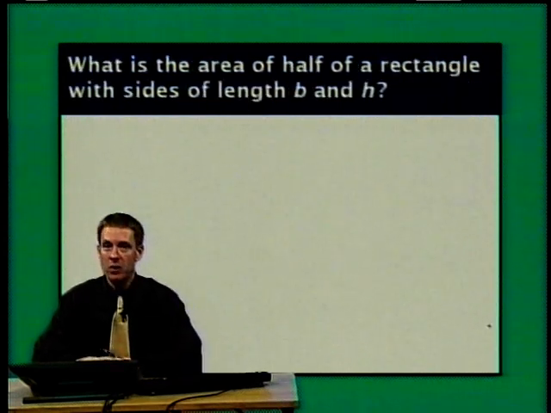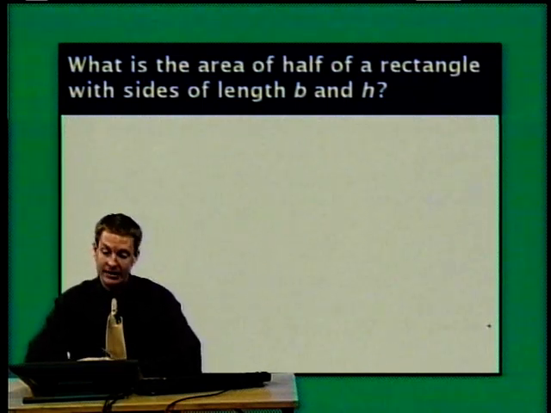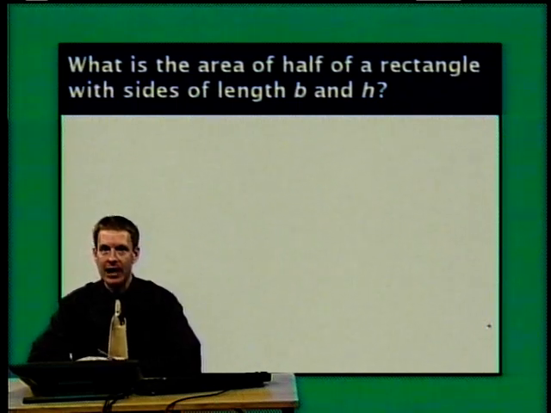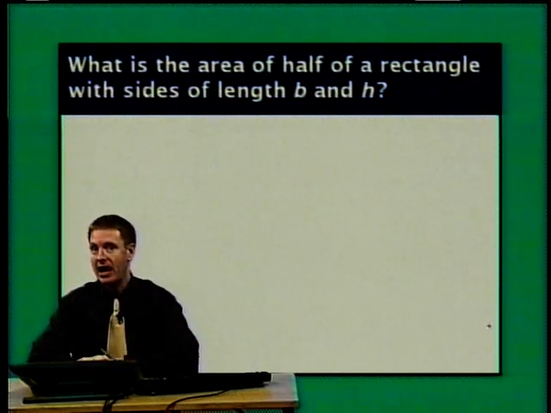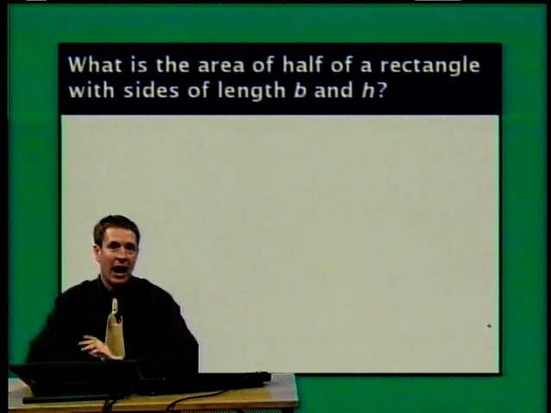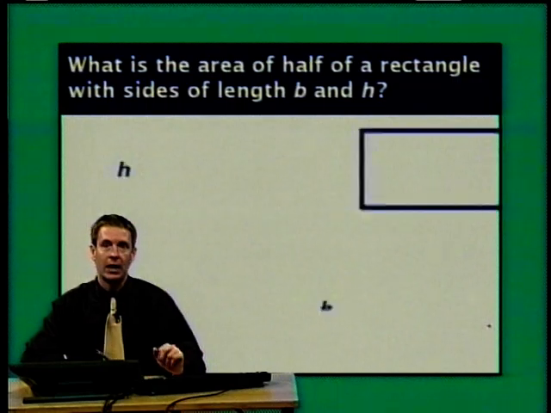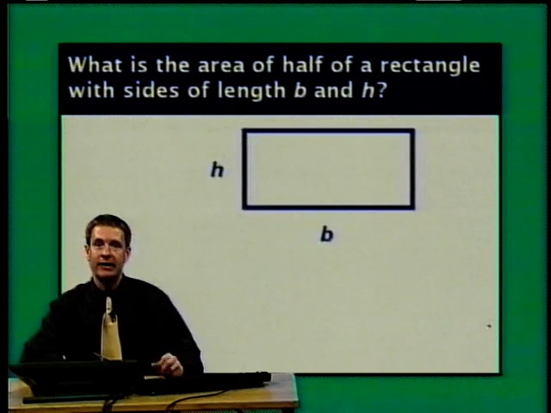Now I'm going to move to another geometric object, but I'm going to begin by asking this question. What is the area of half of a rectangle with sides of length b and h? You know, I said earlier I used L and W for length and width. I don't need to use L and W for the lengths of the sides of a rectangle. Here I have a rectangle, and I'm designating the lengths as b and h.